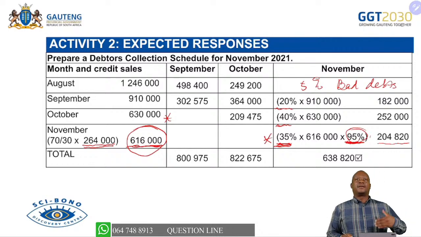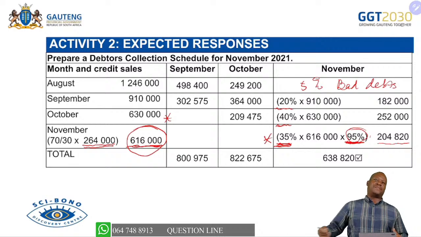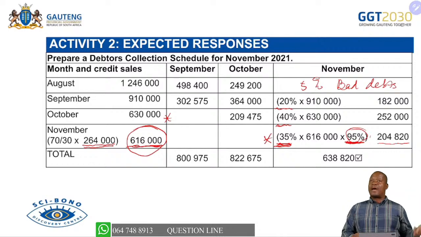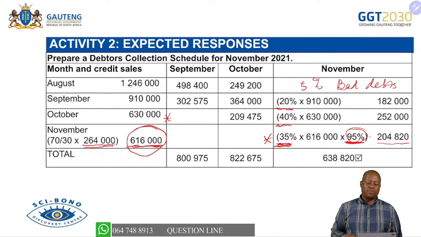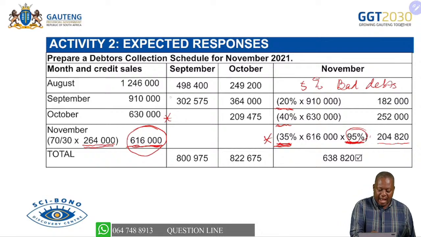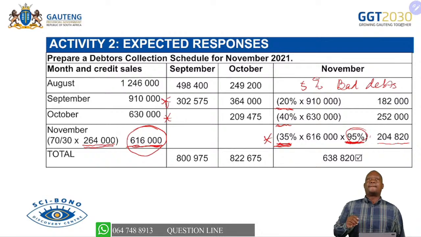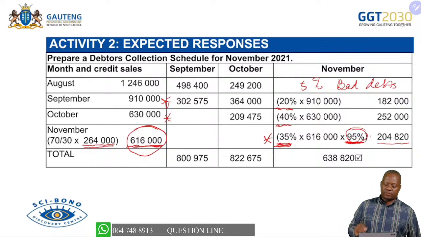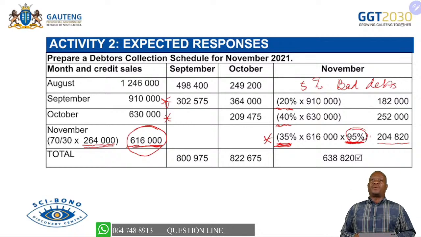And then during the second month after sale, it means now to collect in November, it should have been sold 2 months before November, which means September. September to November, this is 20%. So we say 20% multiplied by the credit sales figure. And then 20% times 910,000 gives us 182,000.